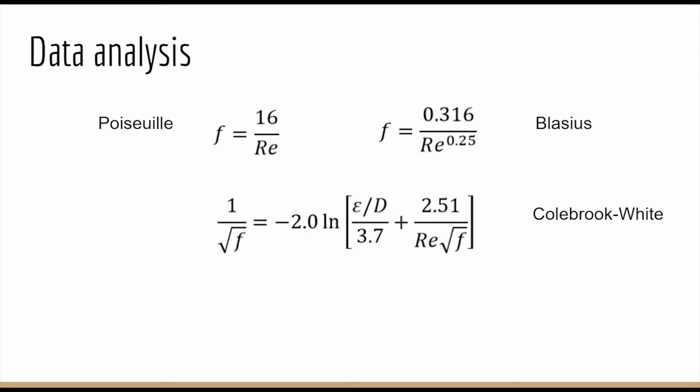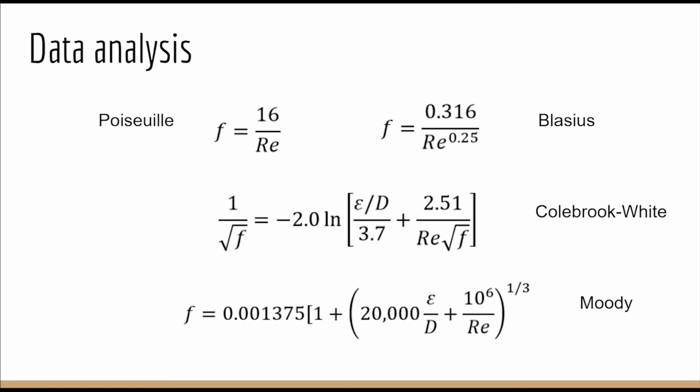For turbulent flows, the Colebrook-White equation can be used to calculate friction factors, where here epsilon is the relative roughness, d is the diameter, and Re is again the Reynolds number. For turbulent flows, the Moody correlation is typically used as part of a Moody chart, but can also be described by the following equation, where again epsilon is relative roughness, d is diameter, and Re is the Reynolds number.